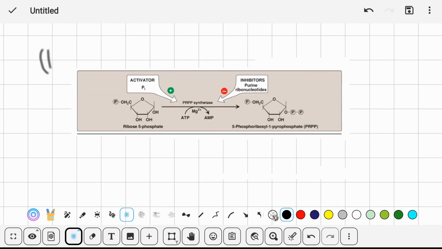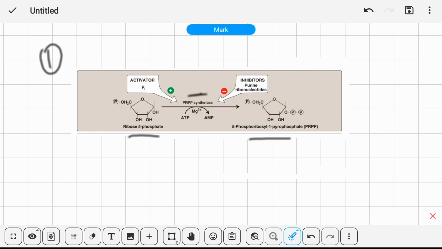This is the first step of our synthesis of purine nucleotides, where ribose 5-phosphate converts into PRPP, which stands for 5-phosphoribosyl 1-pyrophosphate, under the enzyme PRPP synthetase. ATP is being utilized here, magnesium is required for the enzyme, whereas we have inhibitors, purine ribonucleotides, and an activator, inorganic phosphate.